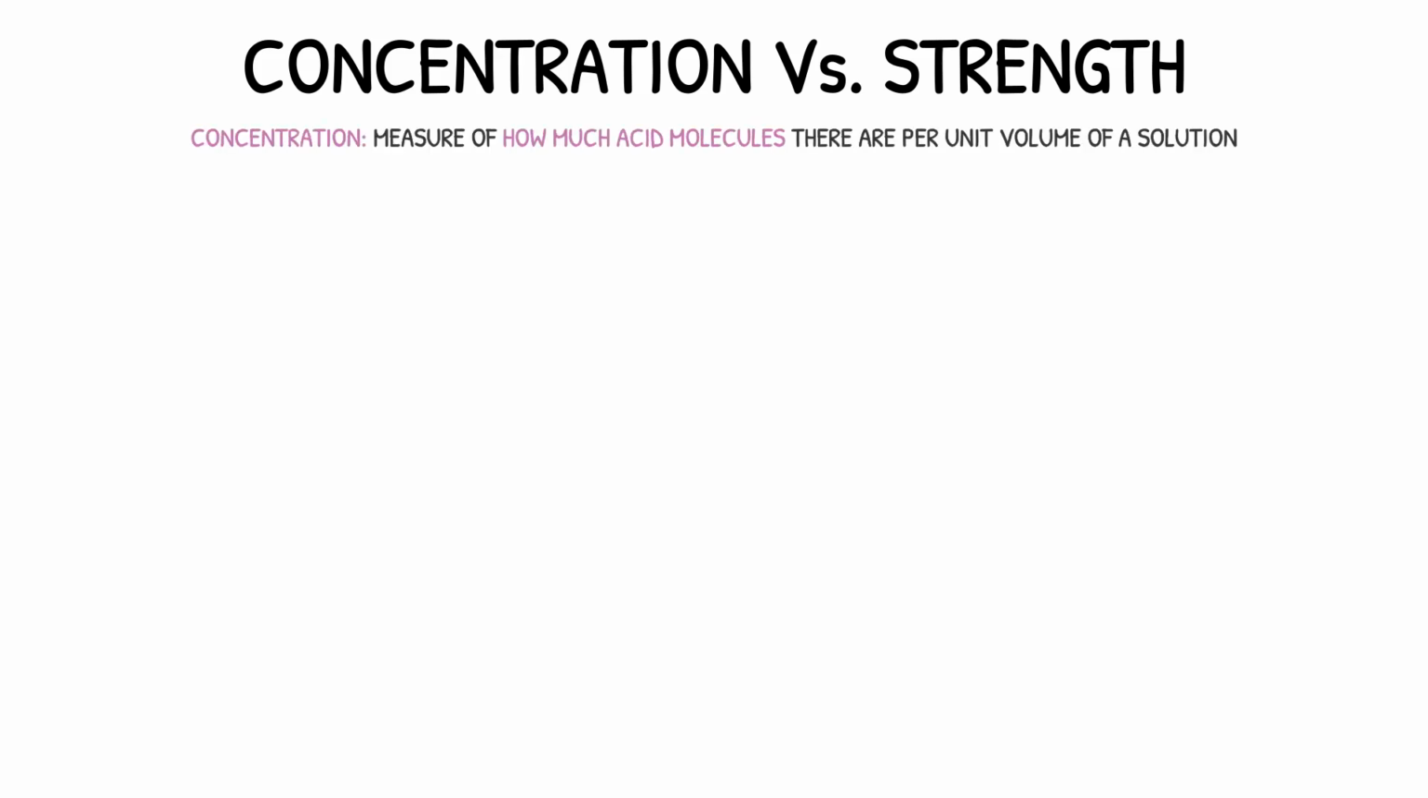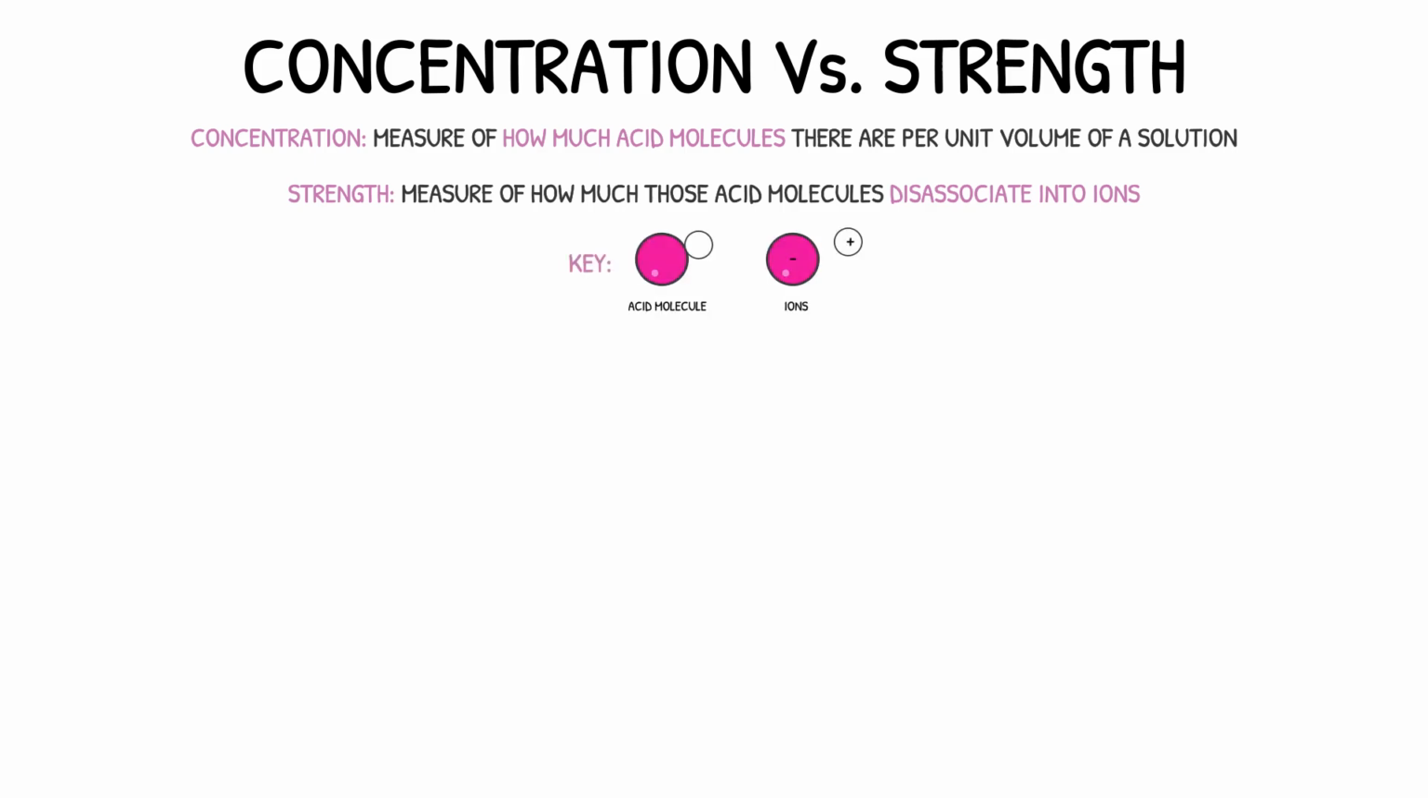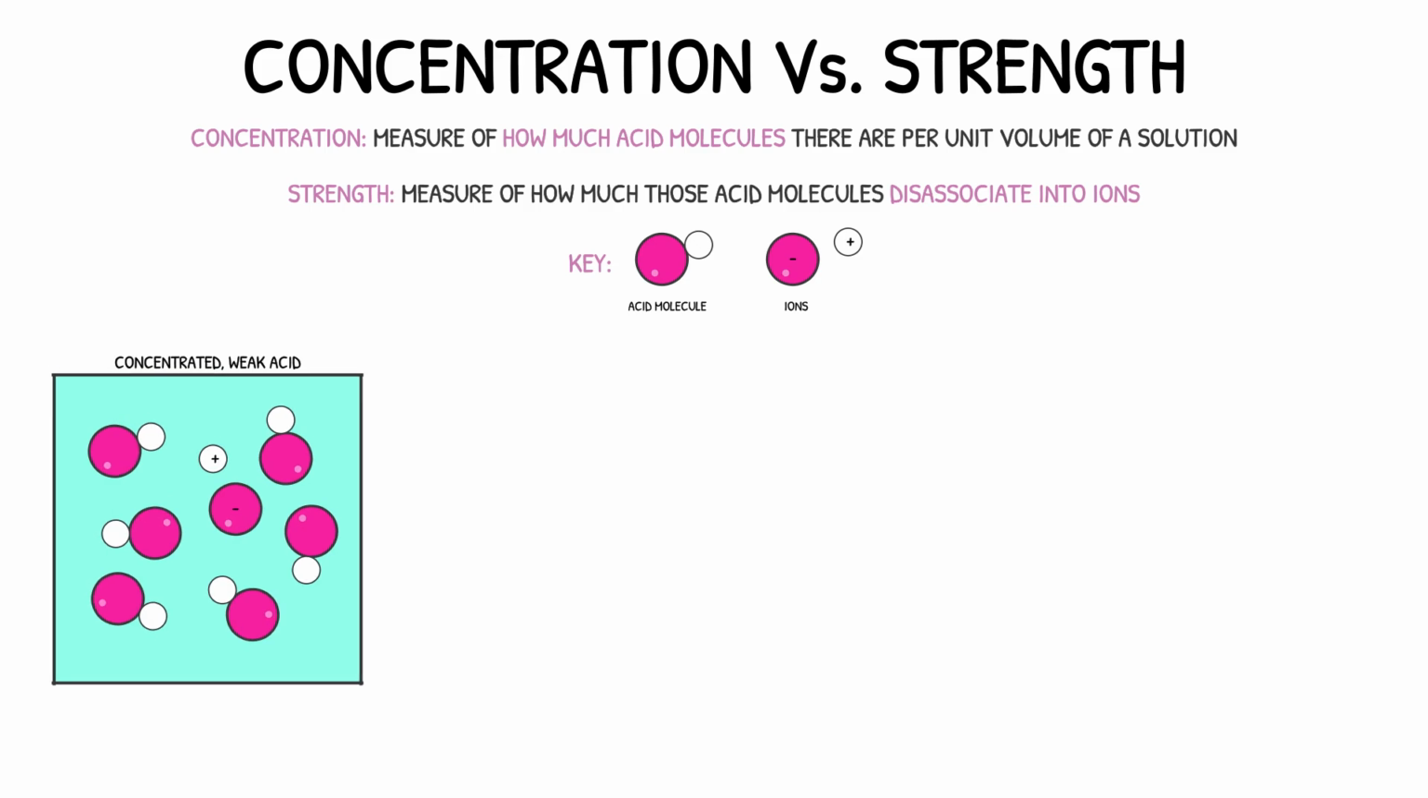The concentration of an acid is not to be confused with the strength of an acid. The concentration of an acid is a measure of how many acid molecules there are per unit volume of a solution, whilst the strength of an acid is a measure of how much those acid molecules will dissociate into ions. For example, a solution of a concentrated weak acid would contain a high number of acid molecules.